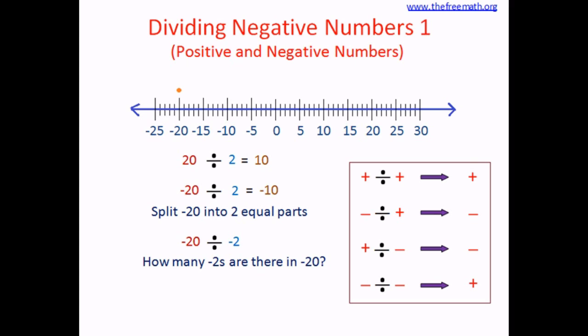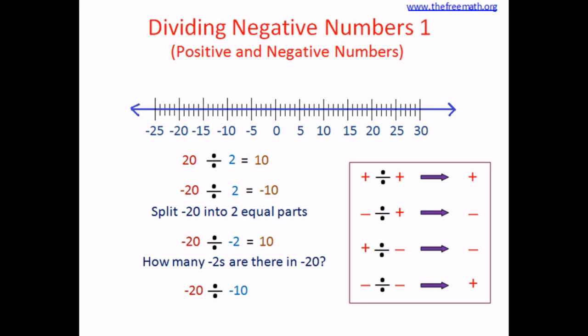On the number line, negative 20 is here. And starting from 0, if you make groups of negative 2 like this, how many such groups would be there? There would be 10 such groups. So negative 20 divided by negative 2 equals 10, which is the last rule here. Negative divided by negative gives you positive. Let's take one more example like this.